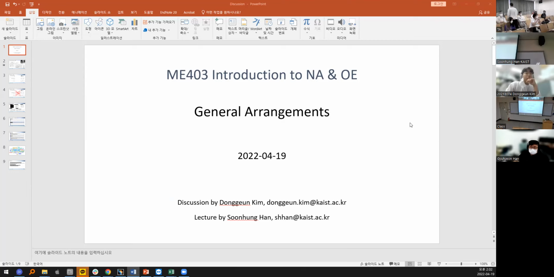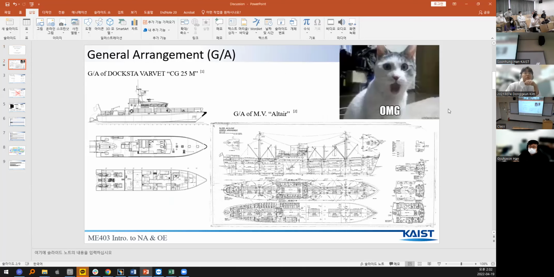So, we learned about the general arrangement in the professor's and the student's lecture. The pictures show drawings of the general arrangement, the GA, of a fishing boat, the industrial barge, and then the cargo ship on the right picture. You can see the drawings are really complicated.